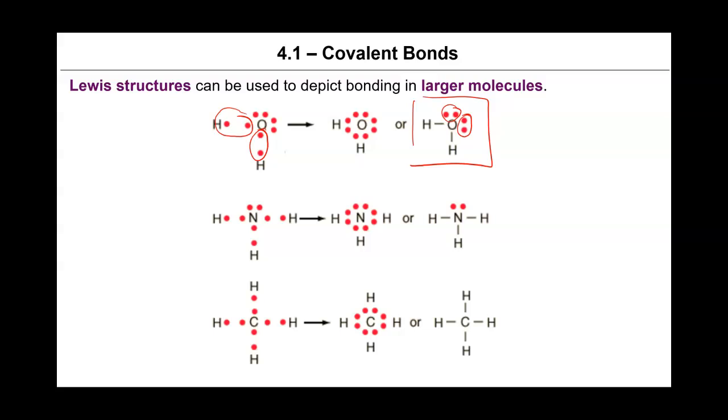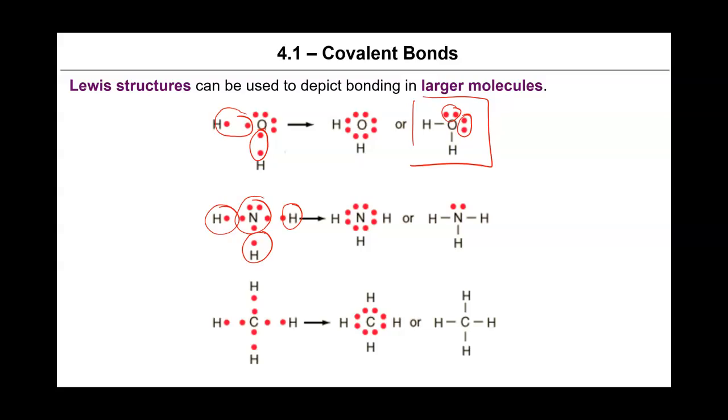We can also show how ammonia is formed. Ammonia is formed through the combination of 1 nitrogen atom with 3 hydrogen atoms. Nitrogen is in group 5A, so it has 5 dots around its Lewis symbol. 3 of them are unpaired. The 3 unpaired dots in the nitrogen Lewis symbol can combine with 3 hydrogen atoms to form an NH3 molecule.